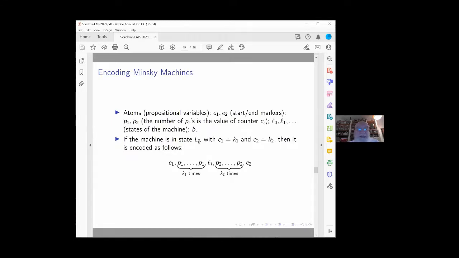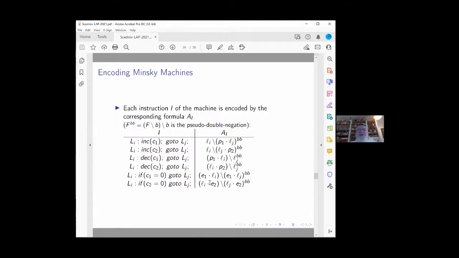Let's say the machine is in state Li with C1 equal to K1 and C2 equal to K2, then it is encoded in the following way. L denotes the state of the machine, and this denotes the state of the tape. And there are the beginning and end markers, and then just the repetition of this particular propositional symbol. Now we'll do something clever. In order to land in the miniature fragment, we're going to use something we call pseudo-double negation. This is not negation; it is that special symbol B: F under B, the whole thing under B.